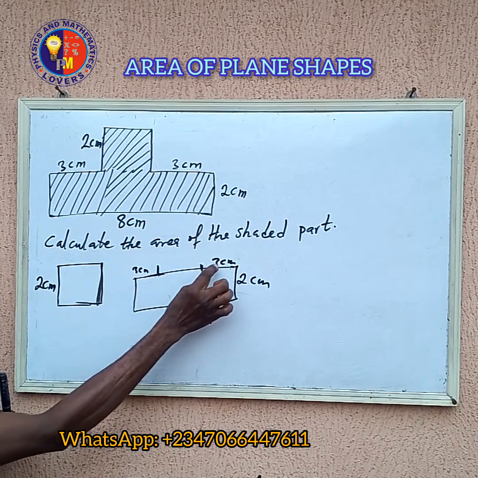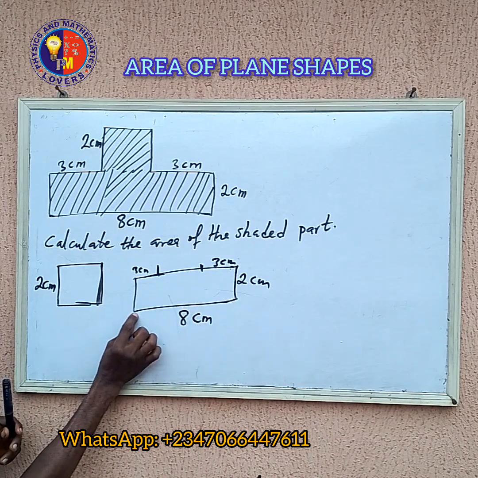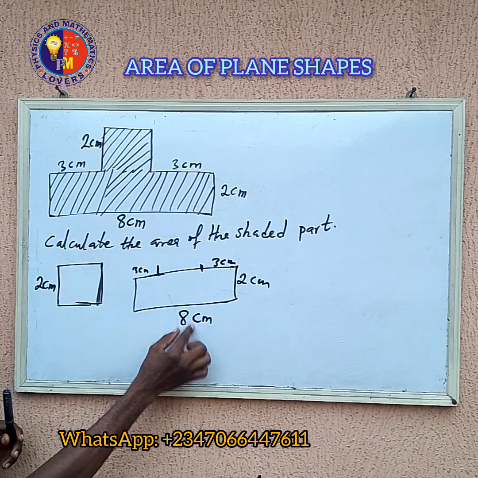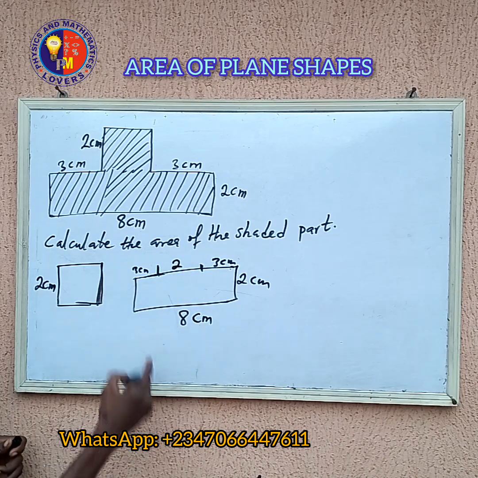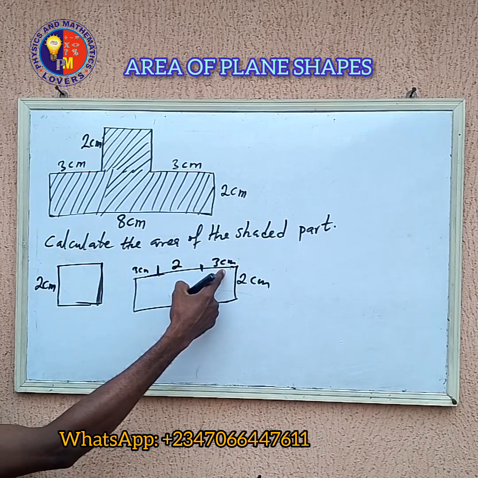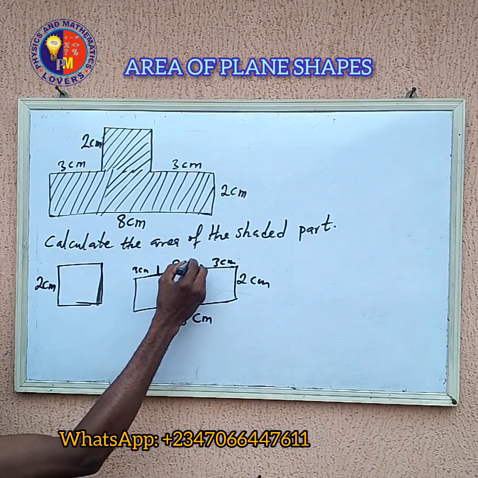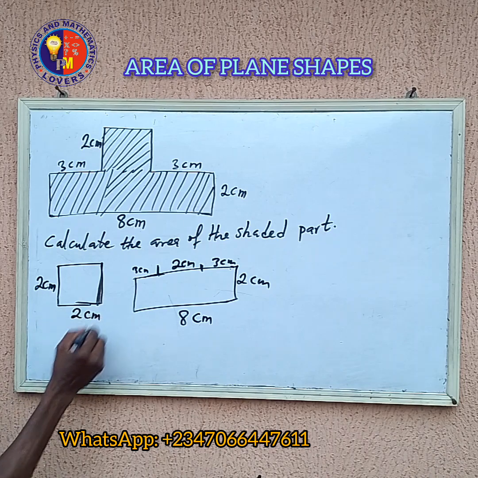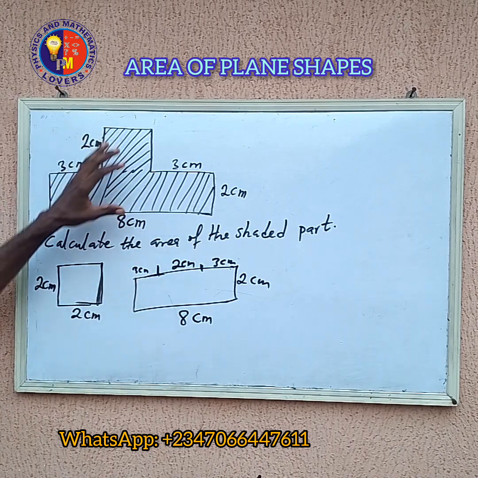So from here to here is 3, from here to here is 3, and we are given that the total from here to here is 8. It means I am going to add these and then subtract from 8 so that I can have what is here. 3 plus 3 is 6. Take 6 away from 8, it will give us 2. So here is 2 to make it 8. So here is also 2 centimeter, which means we are having a square shape here.